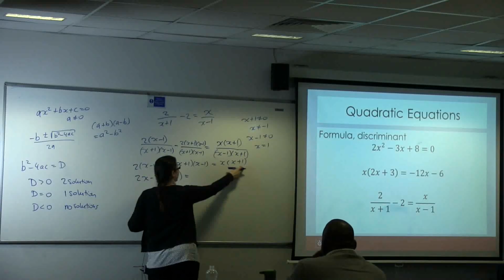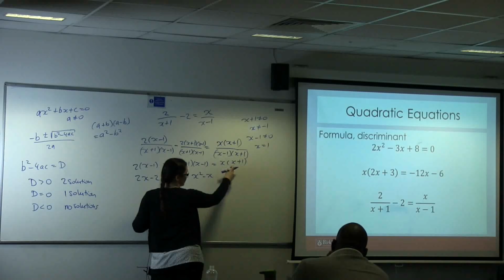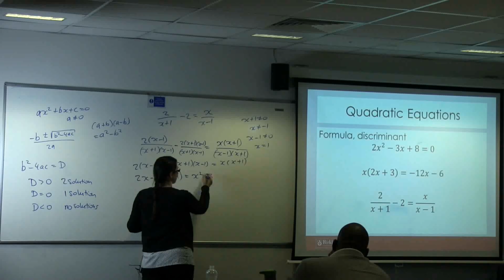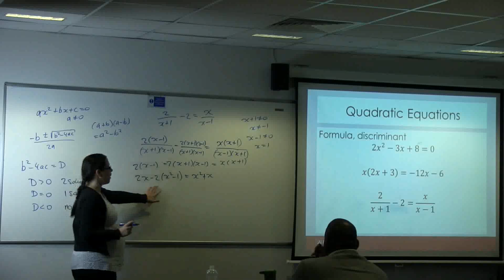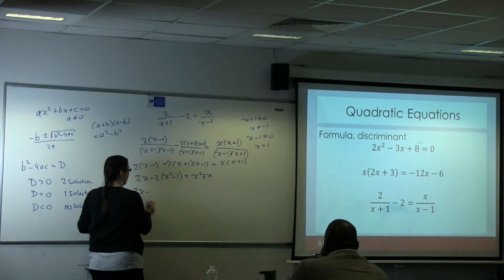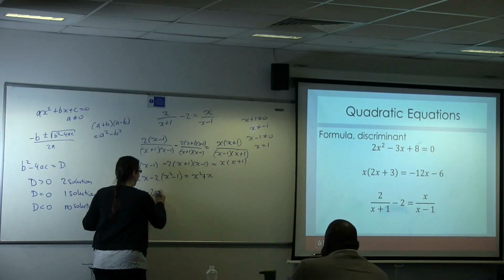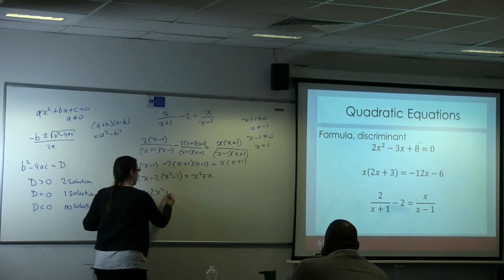And I can break that bracket up as well. That is x squared plus x. x times x is x squared, and x times 1 is just x. Oops, that's positive, not negative. I still have one bracket, so remove that final bracket. Minus 2 times x squared is minus 2x squared. Minus 2 times minus 1 is positive 2.